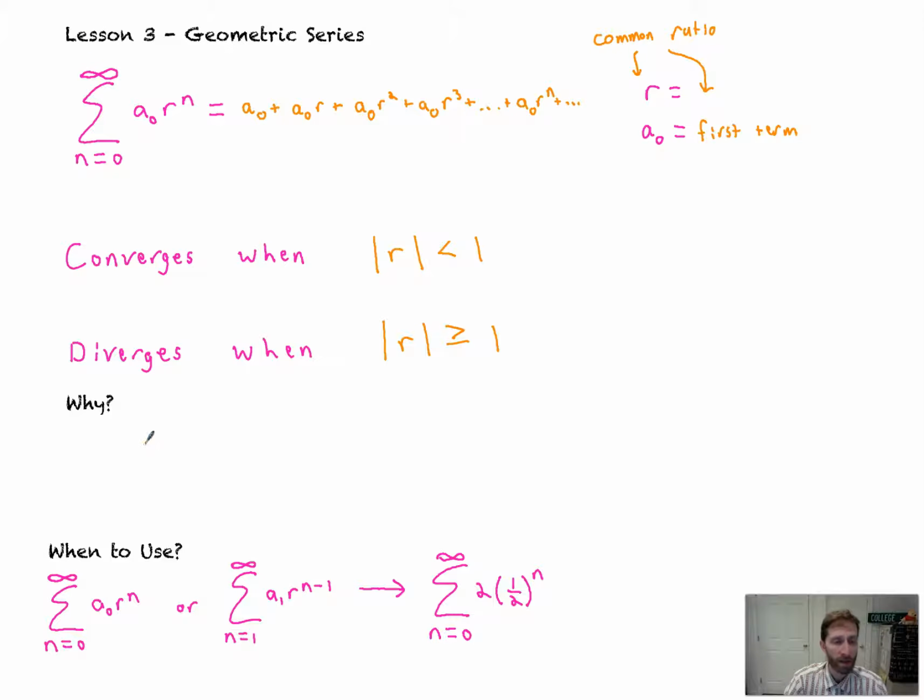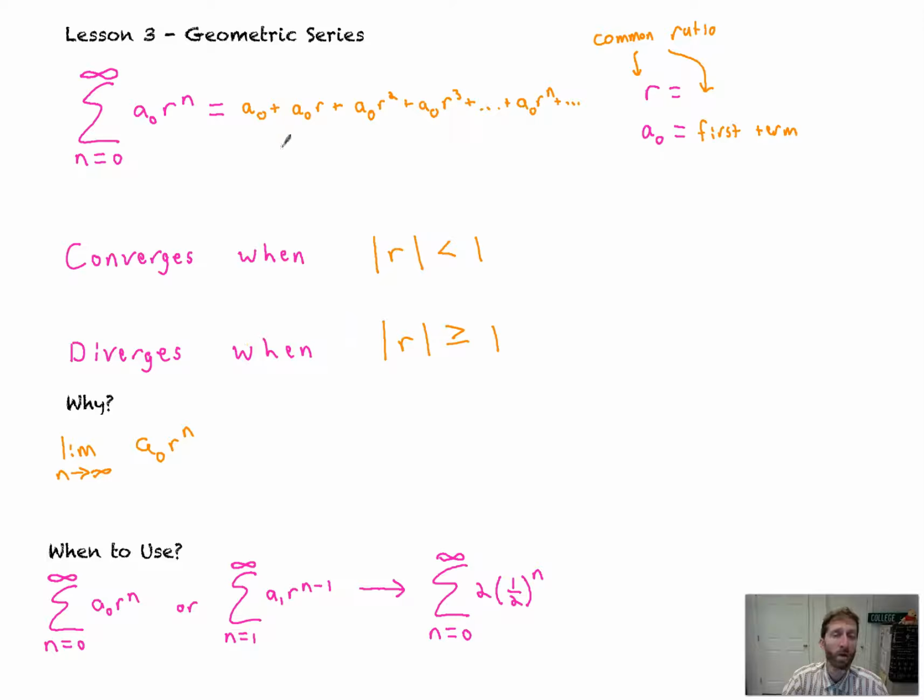Why does this make sense? Well, let's think about this. As we go way out to the nth term, n's going to infinity. Remember that. You're going to be multiplying by r again and again and again. If r is greater than or equal to 1, if you're raising a number greater than or equal to 1 to the infinite power, you're going to get a number that is not 0. And so that would then diverge, by the nth term divergence test.